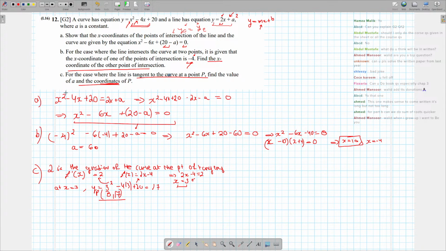But what else are they asking? They're asking for the value of a, right? What's the equation of the line? 2x plus a. Remember when we used to find equations, we used to plug into y equals mx plus b: plug in your slope, plug in your y, plug in your x, and then you find the b. This is extremely similar, except they already plugged in the slope for you. We know our y, we know our x, and 2 is the slope. What's our y? 17. What's our x? 3. So 17 equals 2 times 3 plus a, so a equals 11. So a equals 11, and the coordinates of P are 3, comma 17.